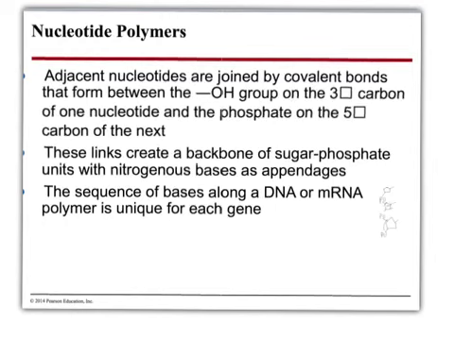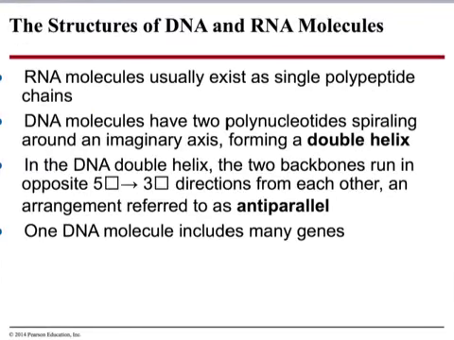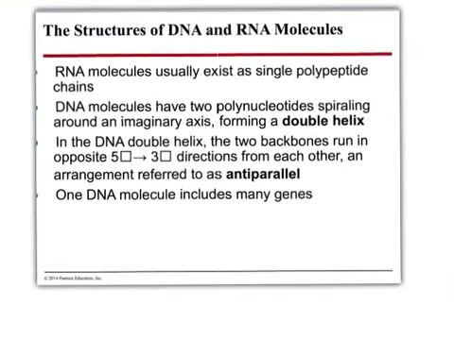The sequence of bases along the appendages, opposite the sugar phosphate backbone, is important for the function of what they are. For DNA, the sequence of bases represents the code for the gene. For RNA, it's important for which amino acid gets stuck in the. All right, so the structures.